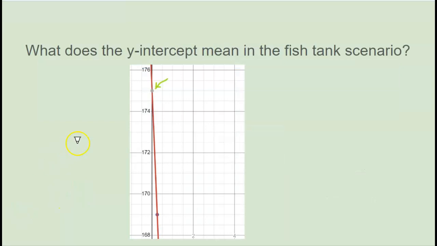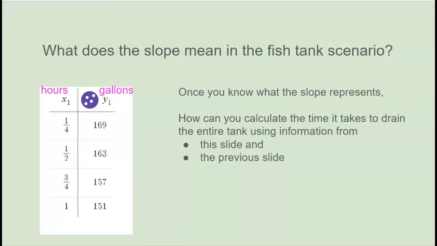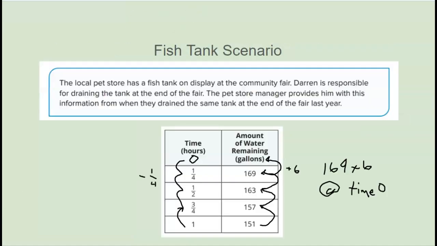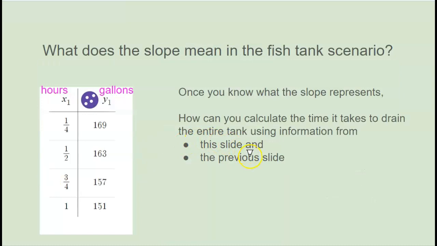That is also going to be your y-intercept. At time 0, this is how much water is in your tank. You can also look at the slope. Now, what we did back here, that's like what we did to calculate slope. If you do rise over run, that's the same as your slope. What does slope mean in this situation?